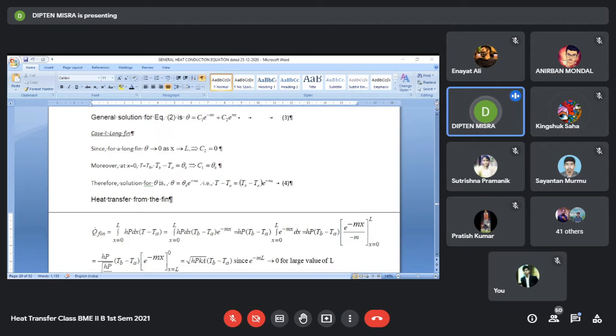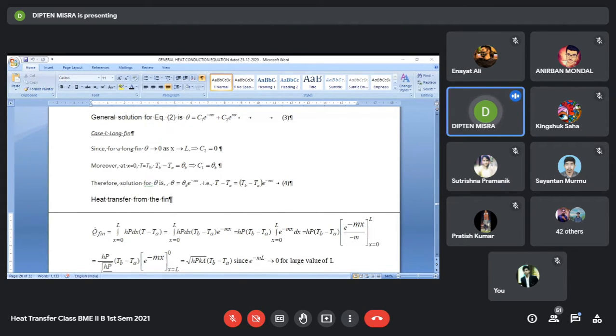If h is very high, then there will be a greater amount of cooling of the fin, so the temperature will drop rapidly. So a large value of m means the temperature drop will be rapid. But if you have a low value of h, then the value of m will be less. And if the value of h is very small, that means there is a slower rate of heat loss from the length of the fin, so the temperature drop will be slower. So this curve corresponds to a higher value of m than a somewhat smaller value of m.